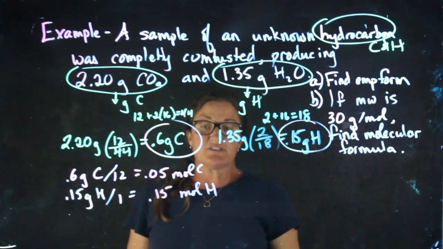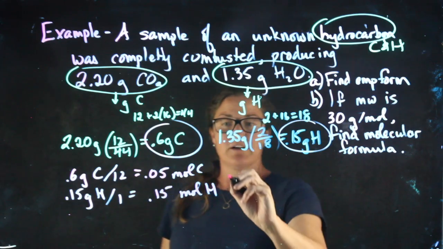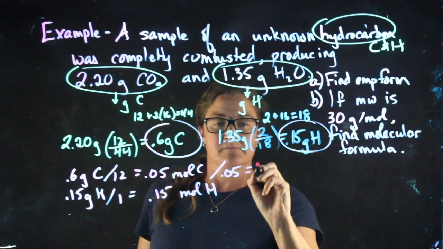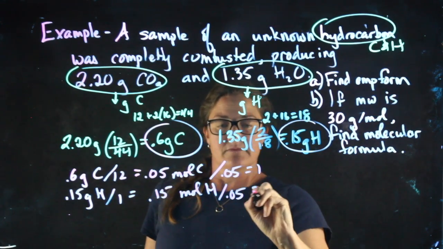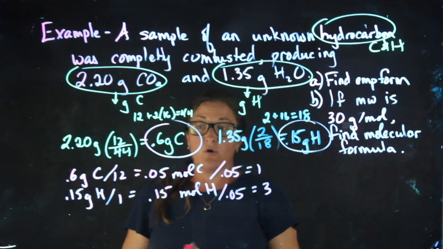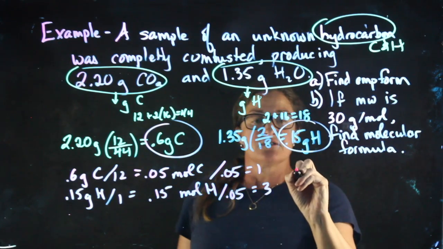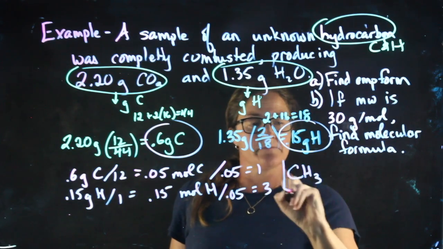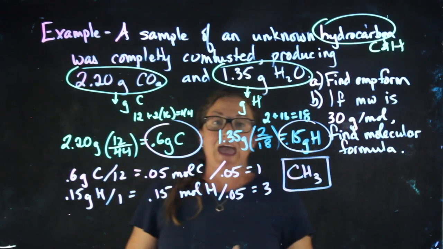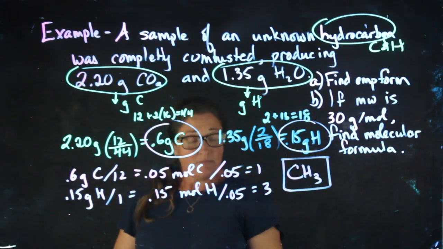The next step when we're solving for empirical formula is divide by smallest. And these numbers, if they're whole numbers, become my subscripts. So CH3 is my answer to A for my empirical formula.